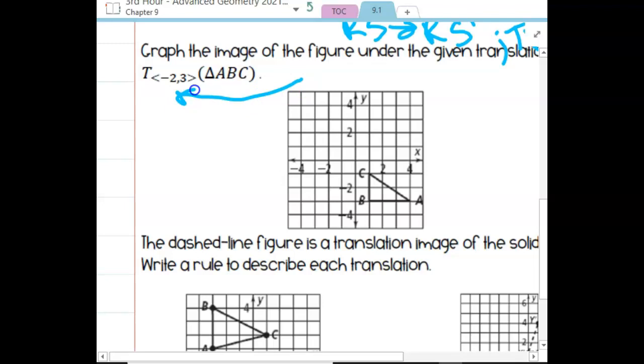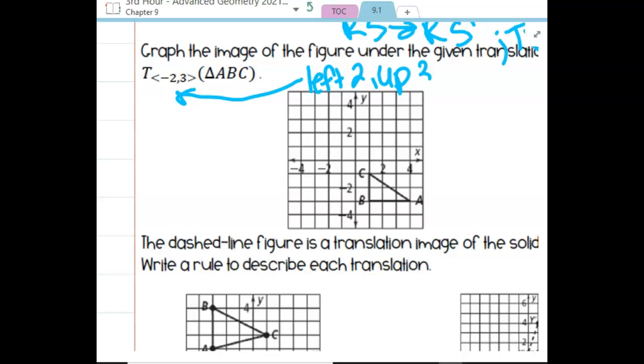Now, with this rule right here, remember the rule is always x, comma, y. It tells you do this with the x coordinates, do this with the y coordinates. So if my x rule is -2, what does that mean? Left 2, right? X, we're going to go left 2. And if my y coordinate is 3, up 3. Now, read the directions, because it really doesn't say I have to say what the vertices are.